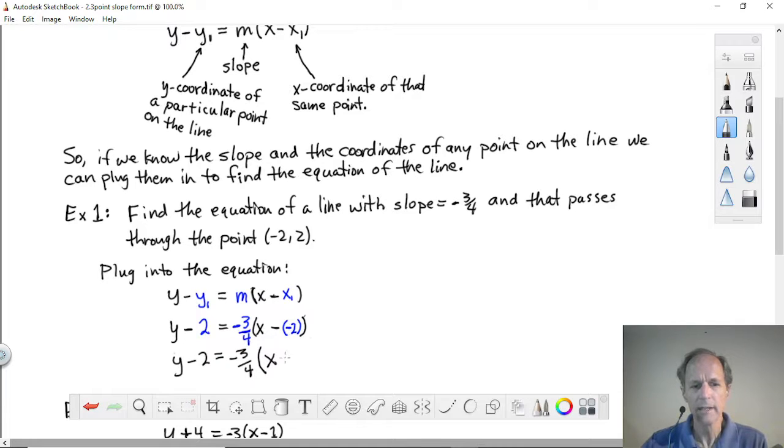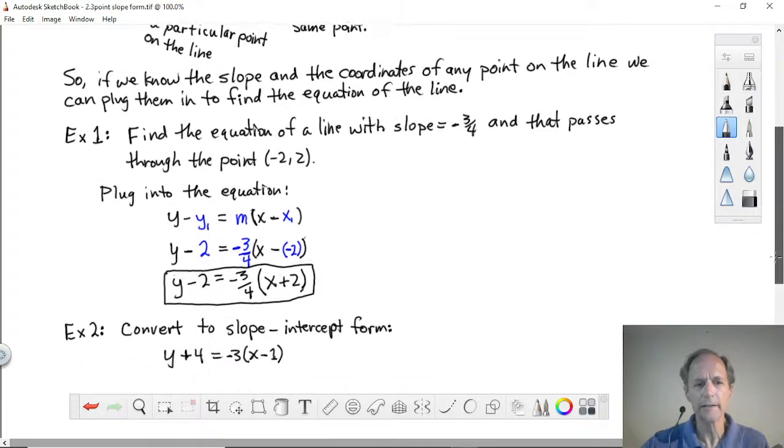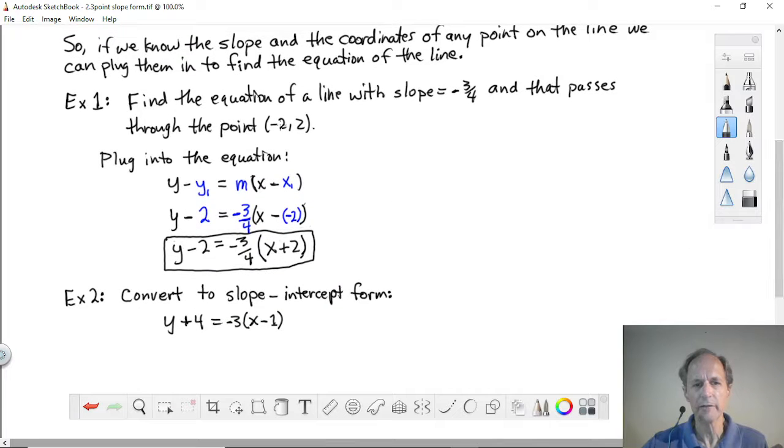Minus the negative 2 is plus 2. So sometimes there's some minor simplification like that, and then you have the point-slope form. Now the point remains -2, 2, but we just changed the subtracting a negative to a plus.